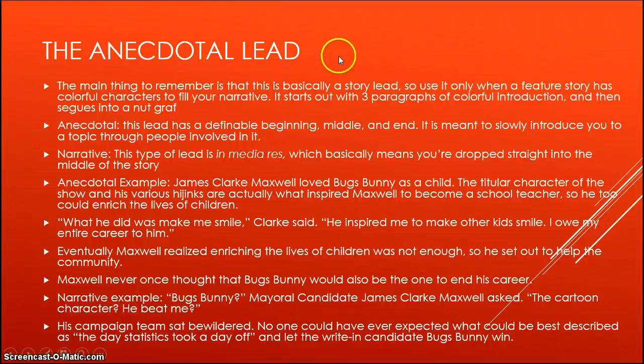So the first type is the anecdotal lead. The main thing to remember is that this is basically a story lead, so use it only when a feature story has colorful characters to fill your narrative. It usually starts out with 3 paragraphs and then goes directly into a nut graph to actually show you what the story is about. This lead has a definable beginning, middle, and end. It is meant to slowly ease you into a topic through the people involved in it. And this is contrasted with narrative, which is in media res, which basically means you're dropped straight into the middle of the story.